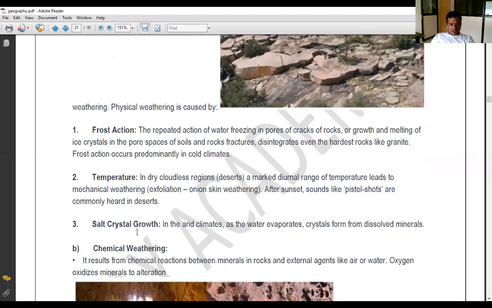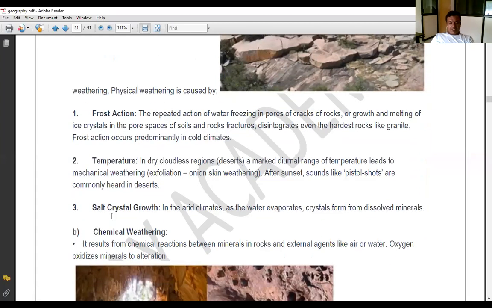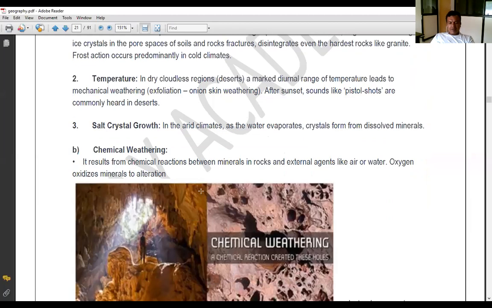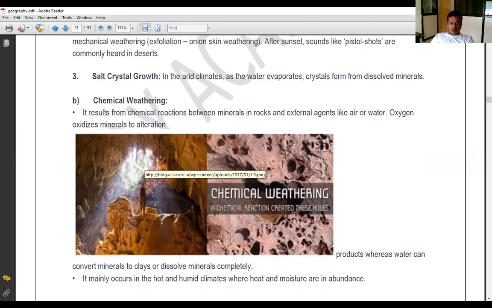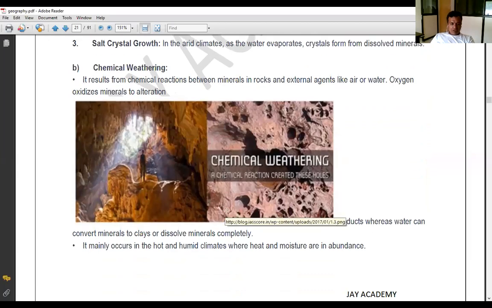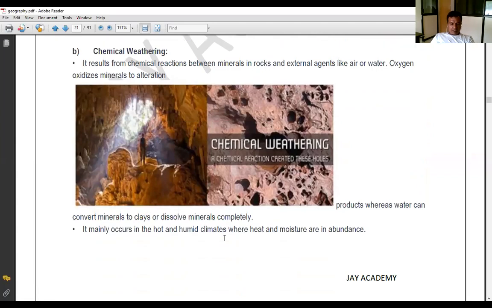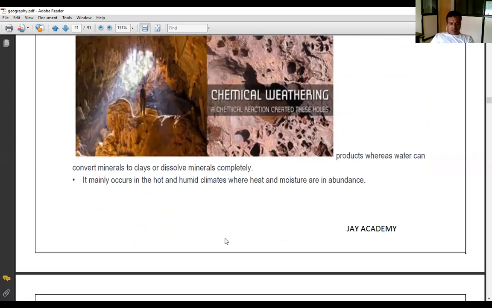Then salt crystal growth. Then chemical weathering, it results from the chemical reaction between the minerals in rocks and external agents like air or water. Oxygen oxidizes the minerals, leading to alteration. So due to the chemical reaction, the upper layer of the rock is also broken down. That is explained here. It converts the minerals to clays or dissolves them completely.